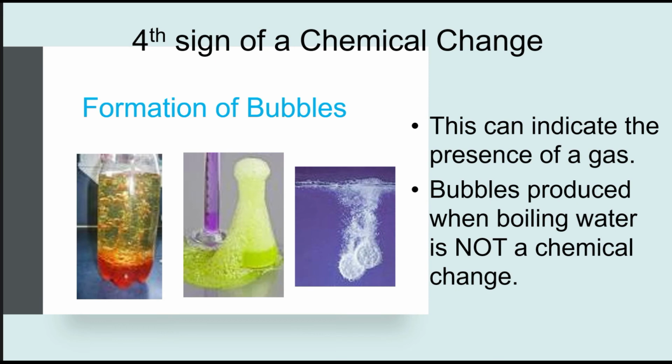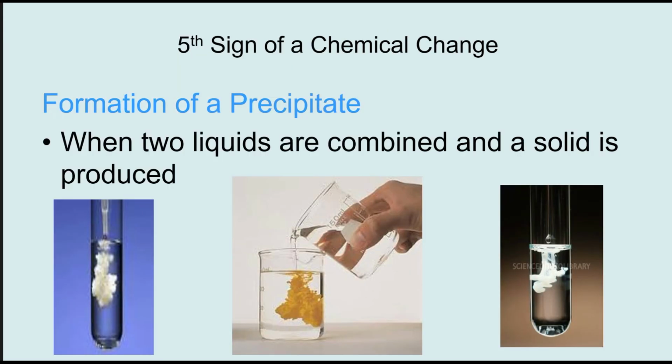The formation of bubbles indicates the presence of a gas. We saw this when we did our canister and we made carbon dioxide and it caused the top to pop off. The formation of a precipitate. This is an important chemical word. Precipitate is a solid substance that forms between two liquids when two liquids are mixed. The solid is precipitating out of the liquids.